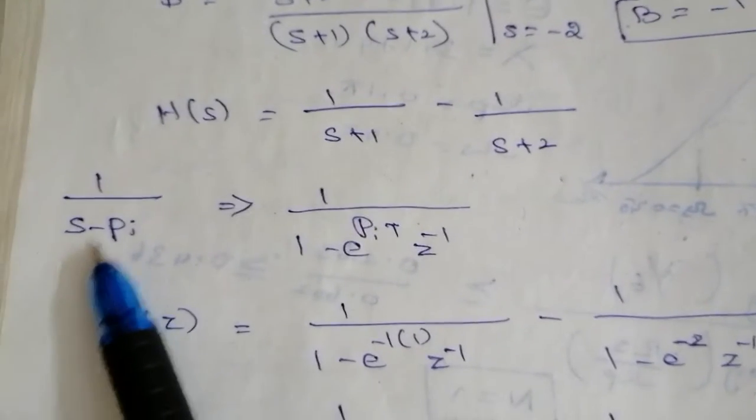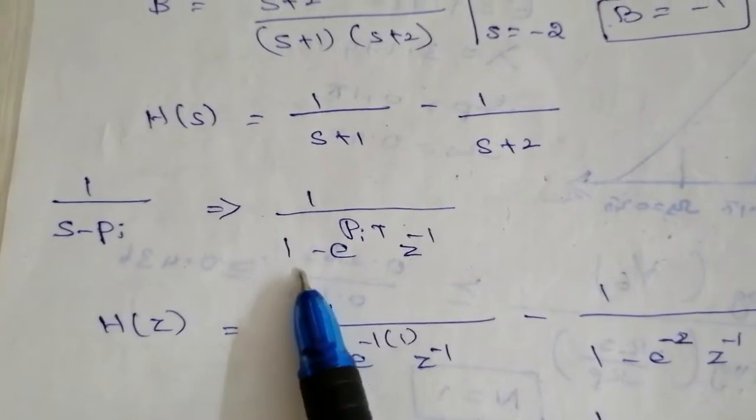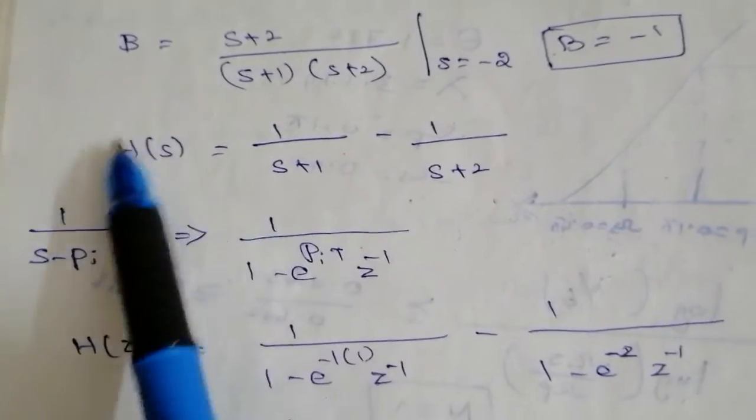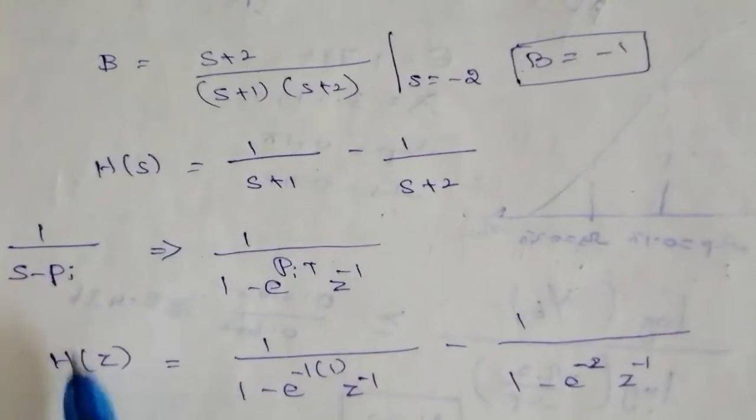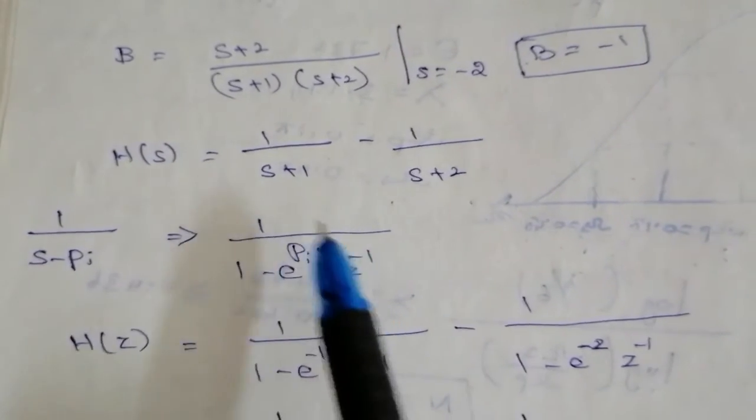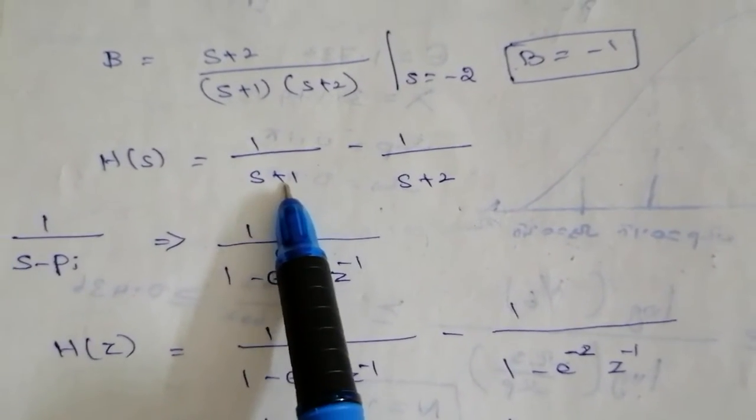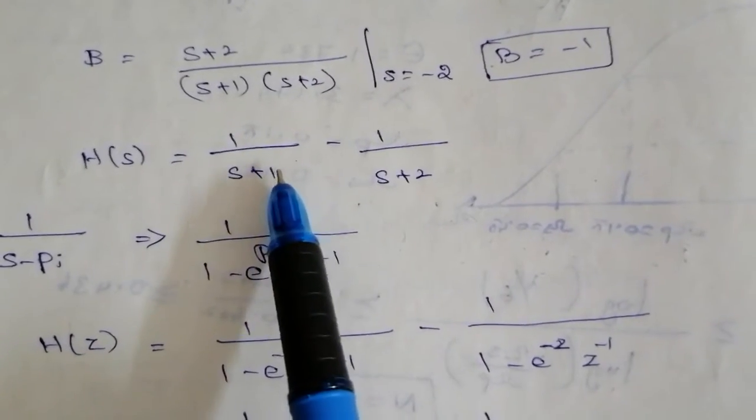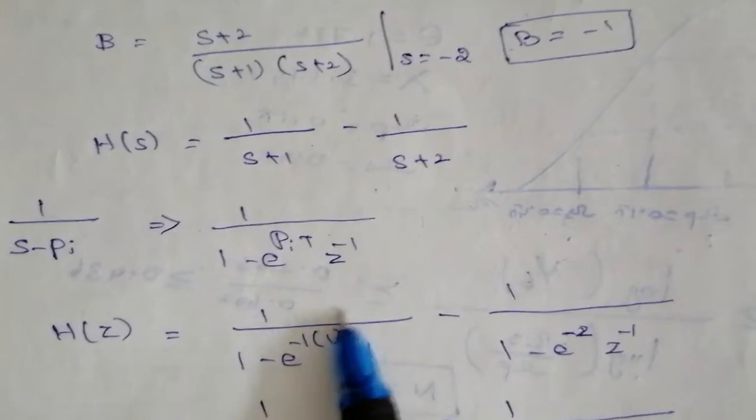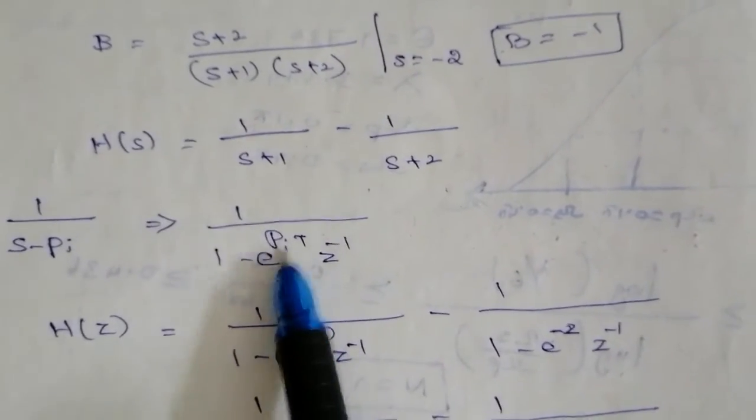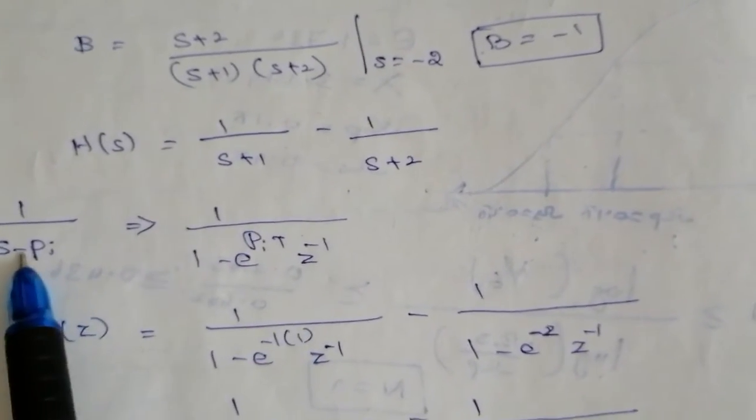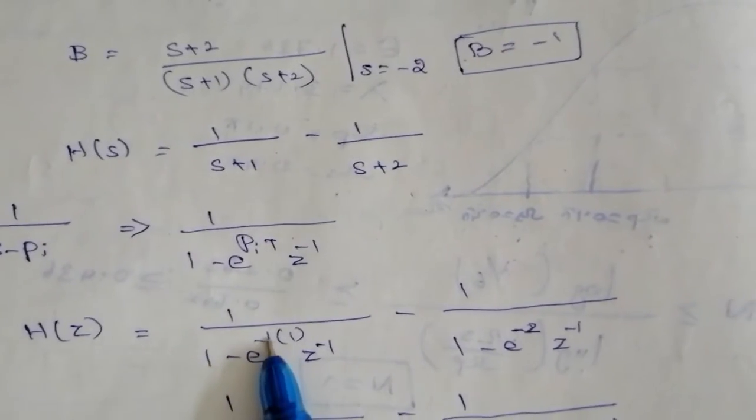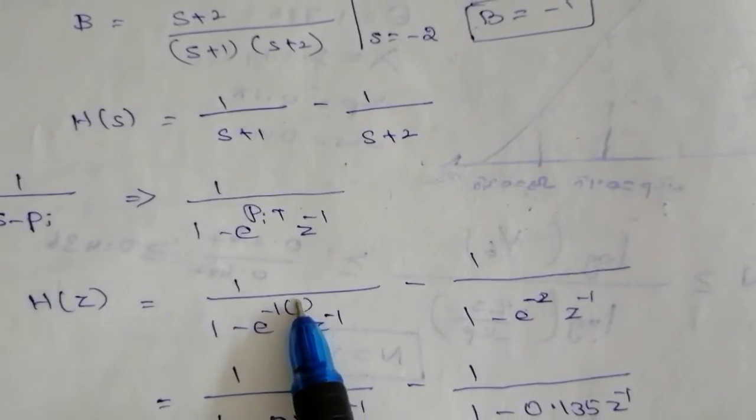We know the IIM formula, 1 divided by (s minus p_i) equal to 1 divided by (1 minus e power p_i T z power minus 1). Now to convert this H(s) to H(z) with the help of this formula. So here p_i value is plus 1. Here the formula has minus, here the value is plus, so p_i equal to 1, right? So 1 divided by 1 minus e power p_i T. P_i is 1, but here is minus, so minus means we have to take plus, but here plus, so we have to take minus. So minus 1 into T, we have assumed T equal to 1, into z power minus 1.